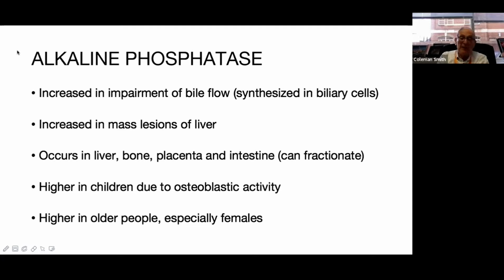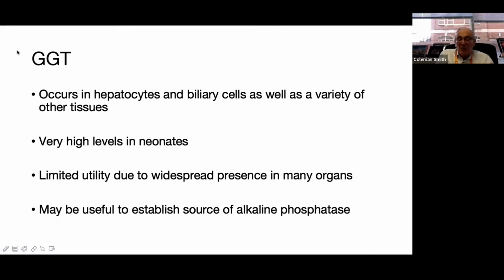Next one, GGT. We measure this less frequently, and the reason for that is because it's a little bit non-specific. GGT occurs both in hepatocytes and biliary cells, as well as a variety of other tissues. So as a measure of liver injury, it can be fairly non-specific, which can occur in lots of other tissues as well. In neonates, it tends to be very high. And because of the widespread presence in many organs, it's got limited utility.